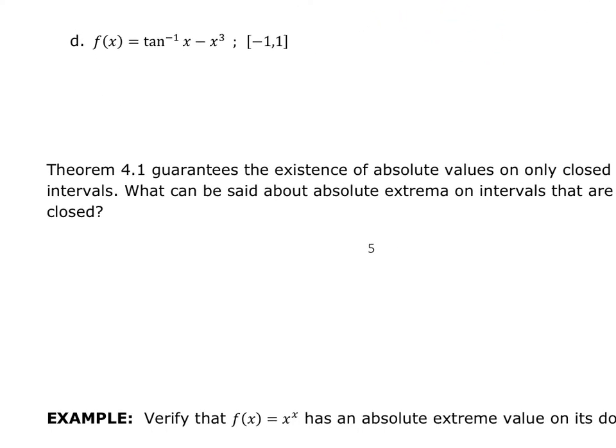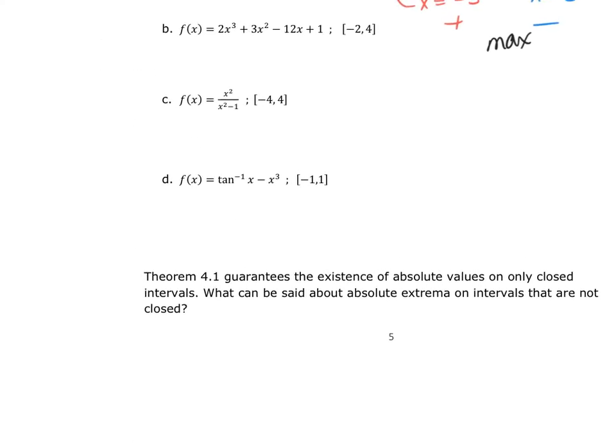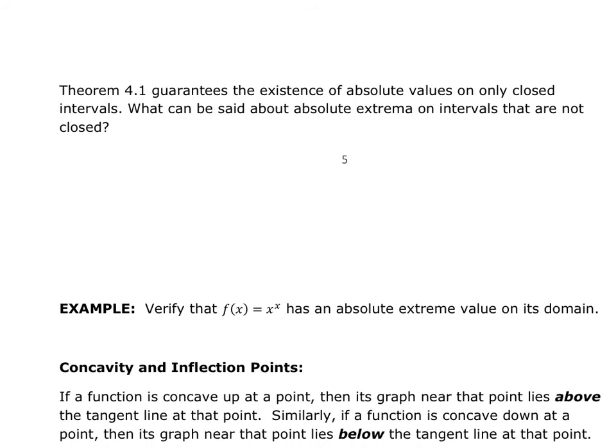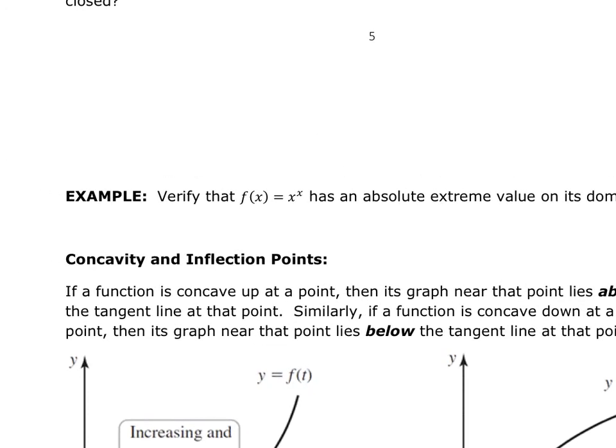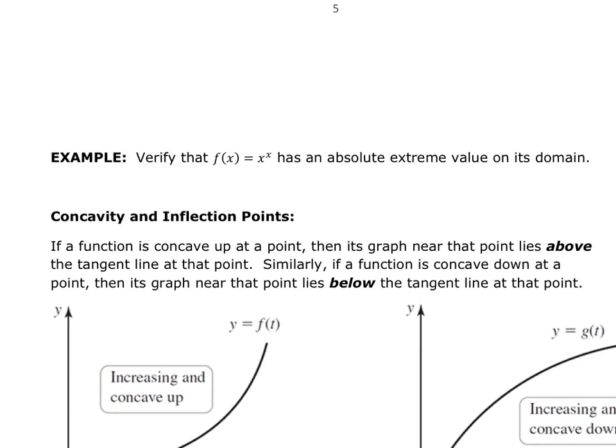Okay, and I'll do some of these other ones on a video this weekend, so there's more examples. We do have to keep moving. Our theorem 4.1 guarantees that we'll have absolute values only if it is a closed interval. So can we have absolutes when it's not closed? We can have absolutes, but we're not necessarily guaranteed absolutes if it's on an open interval. So we have an open interval, we're not guaranteed absolutes. Okay? Oh, look at that. You all want to do that example to verify that it has an absolute extreme, or you want me to do the video on it? Video.